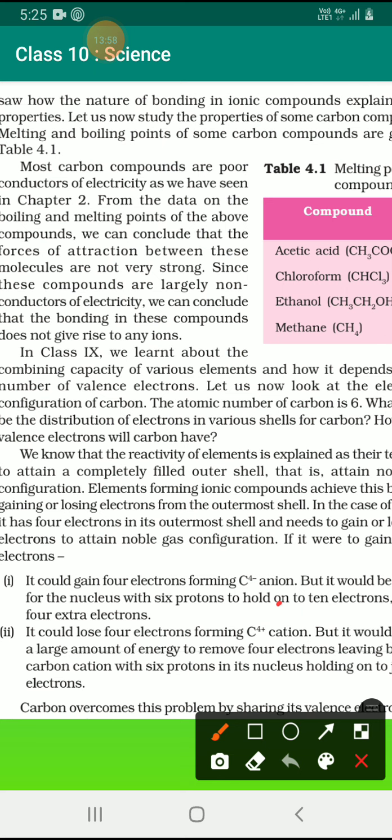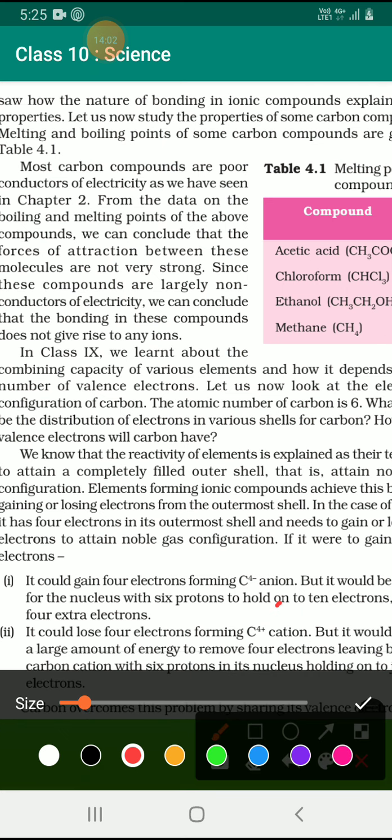So now I'll tell you a very important thing. Try to understand, children. It's very important. It's the basic. You have to understand it. Look here, for example, carbon has atomic number 6. C6. Carbon has atomic number 6.